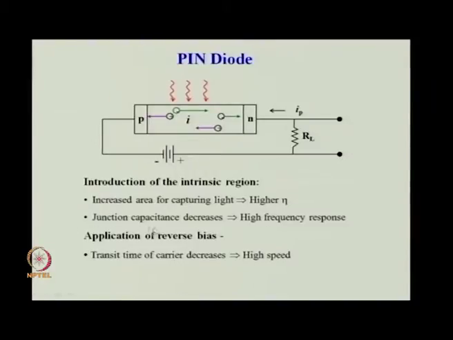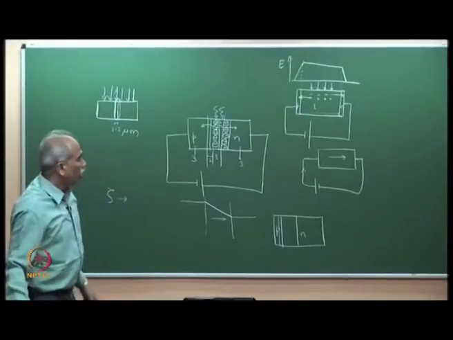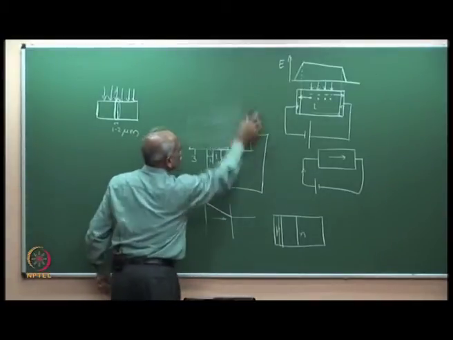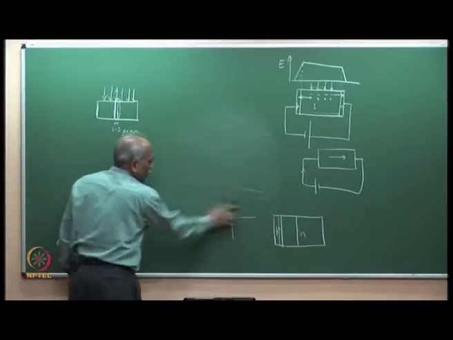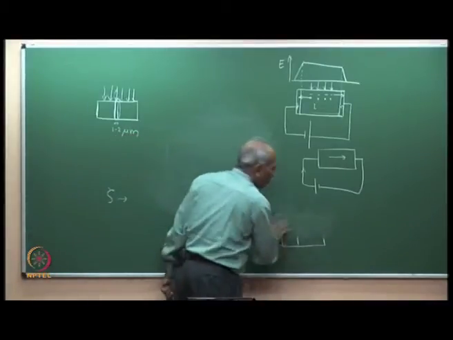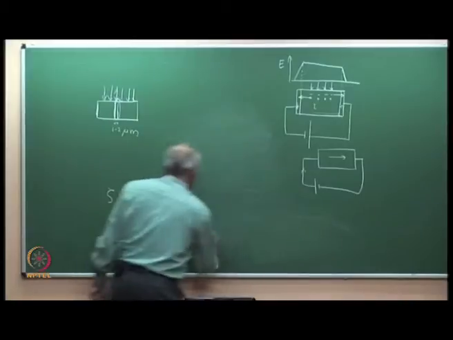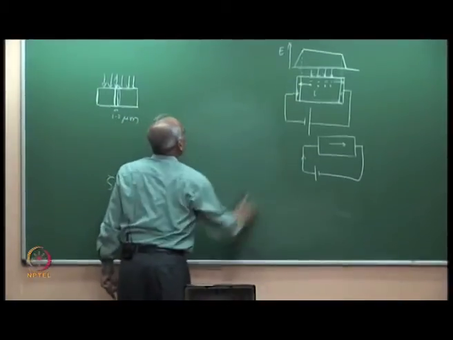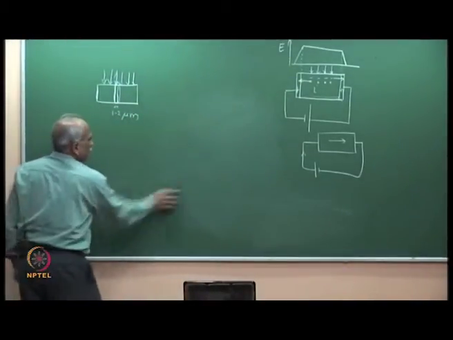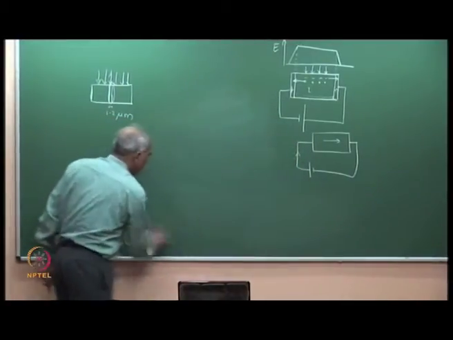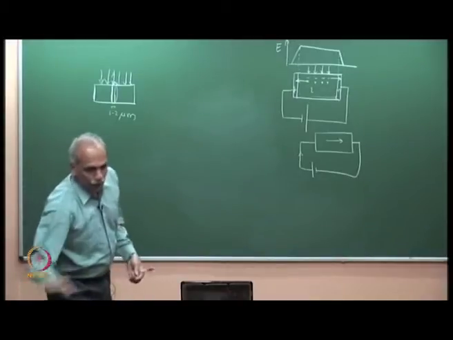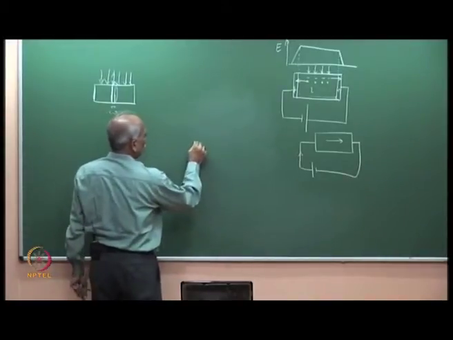Second, the junction capacitance decreases. This is also very important for us, because we are interested in high speed photodetectors, because we are more interested in optical communication, and this is now done at very high bit rates, and then the detector should be able to detect signals which are coming at such high signal speeds. So, the junction capacitance should be very small.